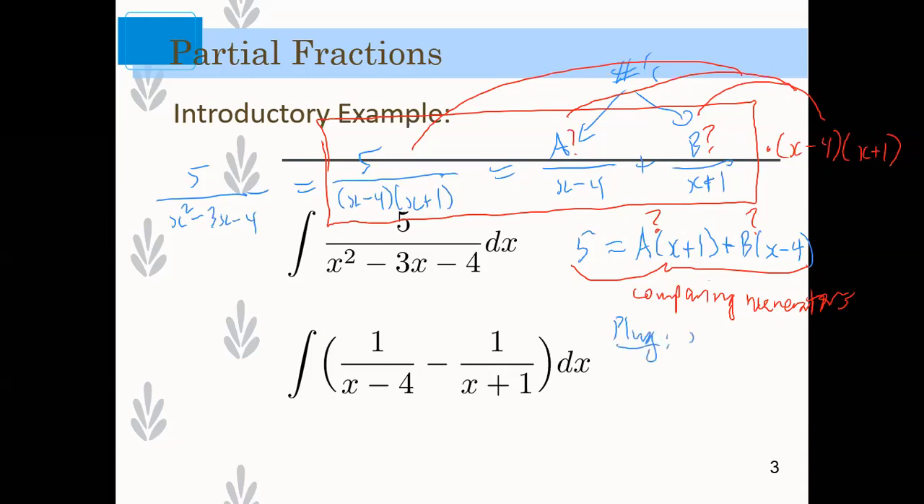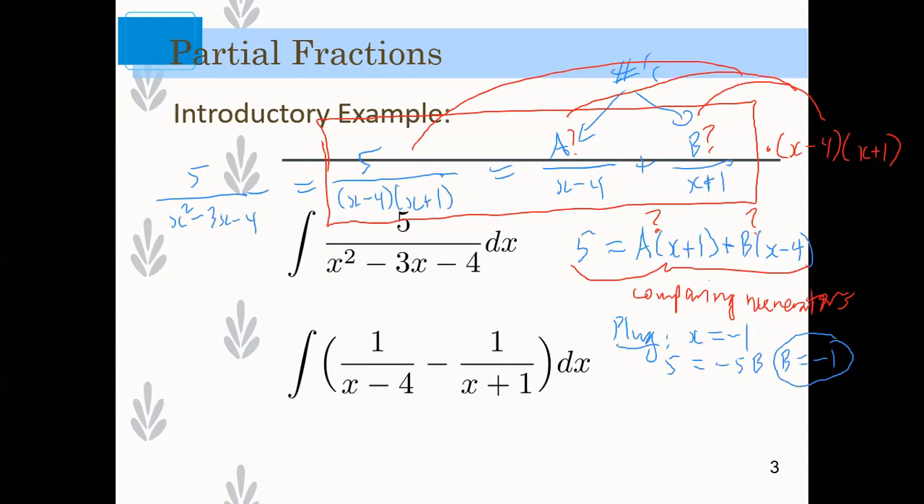So for instance, you plug in things that are convenient. What if you plugged in x equal to minus 1? That's going to kill the A thing. Does that make sense? If I plug in x equal to minus 1, what does the left-hand side turn into? 5. That doesn't change at all. What about the right-hand side? The nice thing is it kills off A, and then it's going to be minus 5b. So what's b equal? b equals -1. Okay?